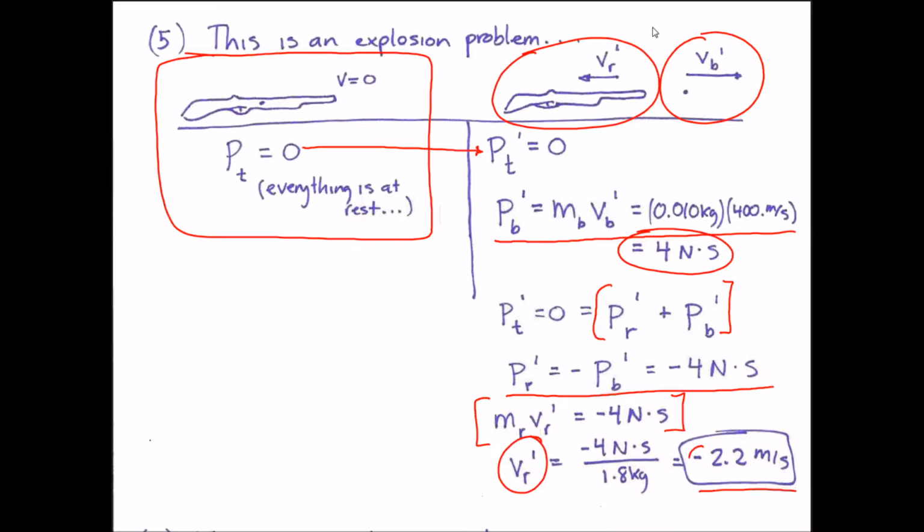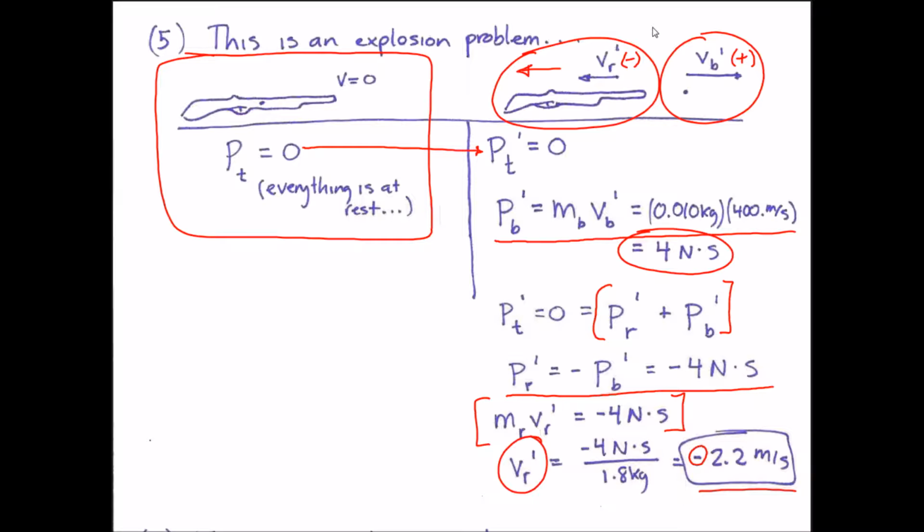Notice that I do get a negative sign in my answer. That's a pretty crucial thing. The negative sign tells me that the rifle goes in the opposite direction that the bullet did. Since I made the bullet's direction positive, that would mean that the rifle's direction would therefore be negative.